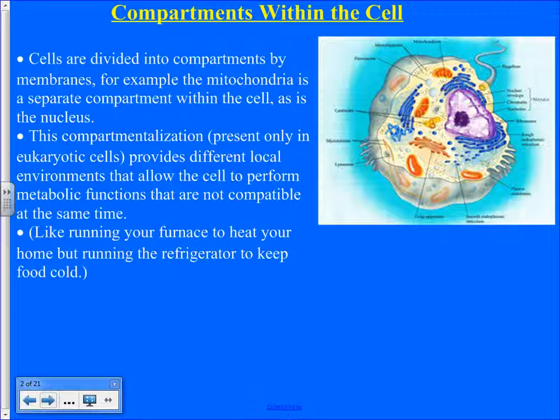Okay, so cells are divided into compartments. So we got all these little organelles. Each organelle has its own membrane. For the most part, the membranes of all the organelles are the same as the cell membrane. They're made out of the same stuff. Some organelles have thicker membranes than others. The nucleus has a special membrane that's a little thicker. The mitochondria has a special membrane that's actually a double membrane, and we'll talk about that in a little bit.